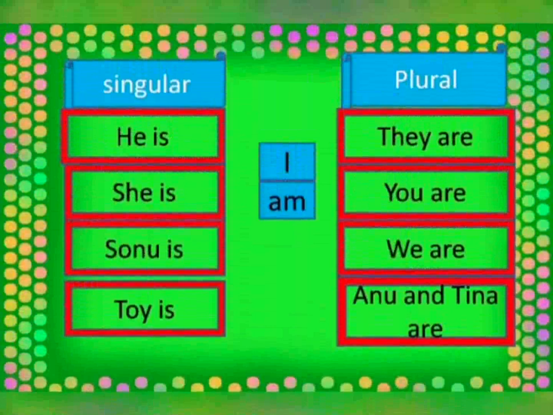Look at these examples. Singular: he is, she is, Sonu is, toy is. Plural: they are, you are, we are, Anu and Tina are.